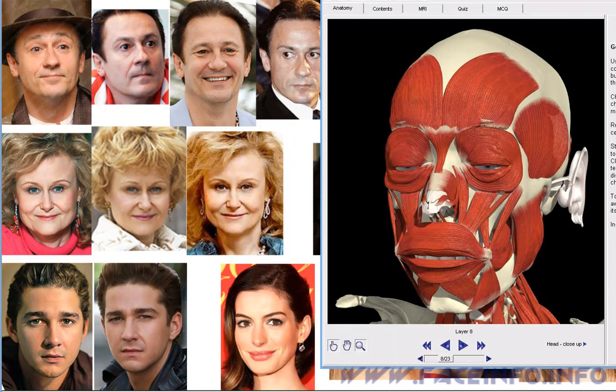In our third lesson, we are going to discuss the eyes: what determines their size and how to make them naturally bigger. Now let's talk about the eyes.